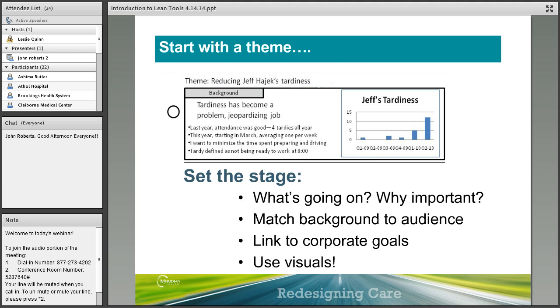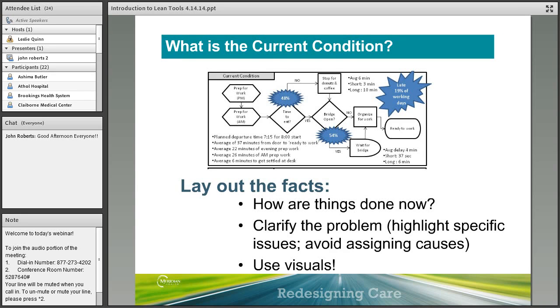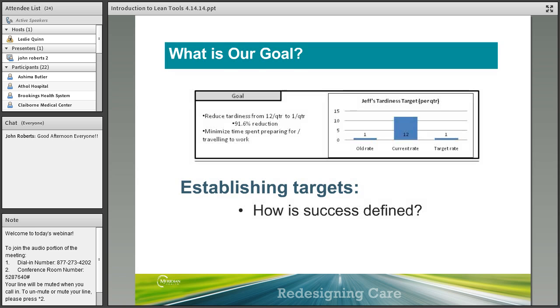So we again set the stage of what's going on, why it is important, and how we link this to our strategies. We use visuals too; as you can see on the right-hand side, we have the number of tardies by quarter for Jeff, and that gives us a visual understanding of what's happening. The current condition looks like what we did in the value stream map. We began to look visually at what the issue is and where the problem particularly is. How are things being done now? We clarify the problem, and again, we use visuals to outline how this particular portion of the process is a problem.